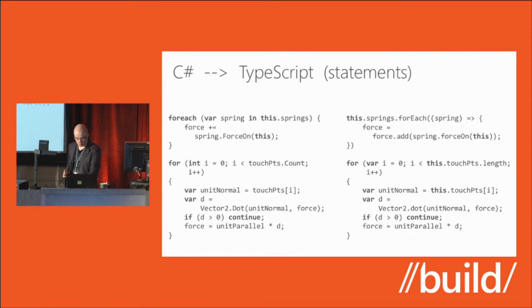And this is the part of the body of that method that computes the forces. So here it is maybe slightly more different. For example, instead of a for each loop, you would use the forEach function and then pass a function to it so that it iterates over the elements of the array. The for loop is pretty much the same, except that in TypeScript, the this dot isn't optional. You actually have to always say it.